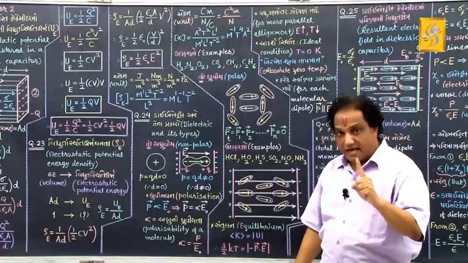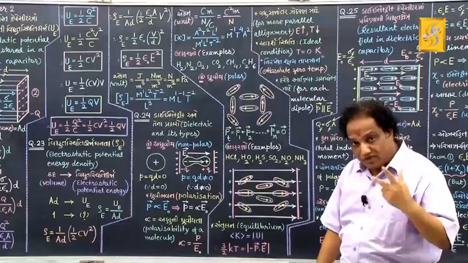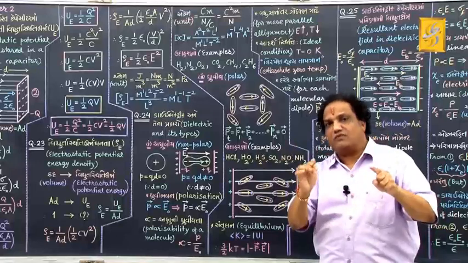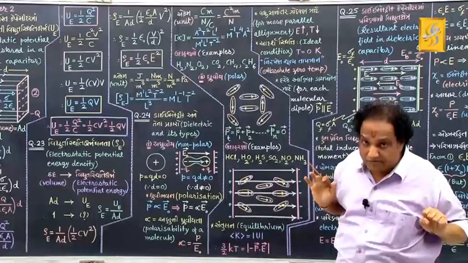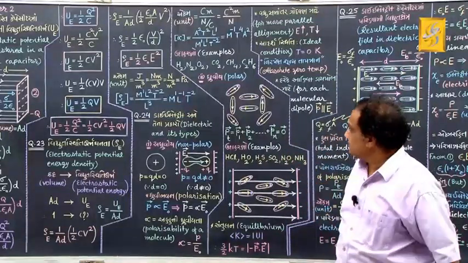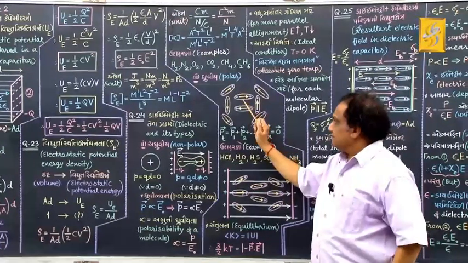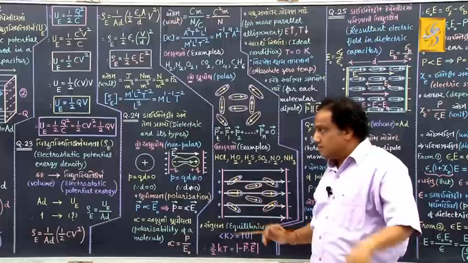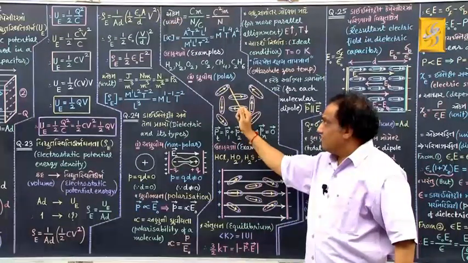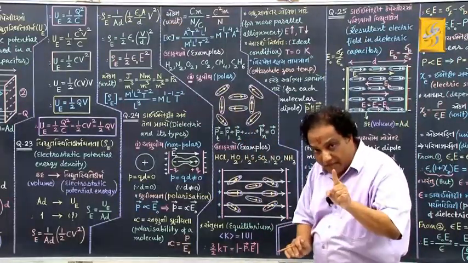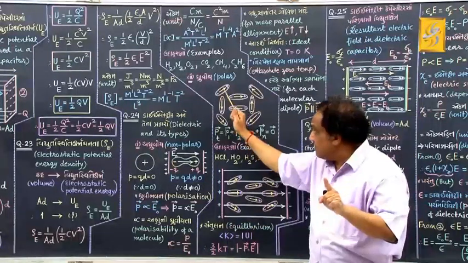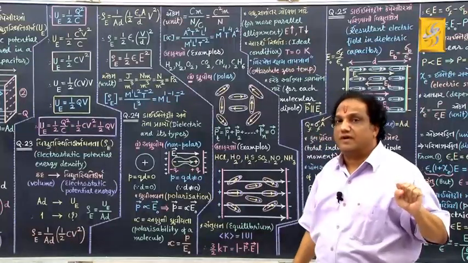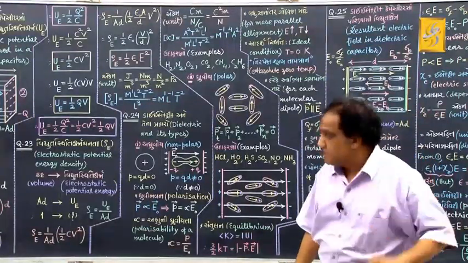Polar dielectric has molecules which possess electric dipole moment even in the absence of an externally applied electric field. I am showing those molecules. They are like this. In each molecule, you can see there is some separation between the centers of negative and positive charge, meaning thereby each molecule has some electric dipole moment even in the absence of an externally applied electric field. Okay?